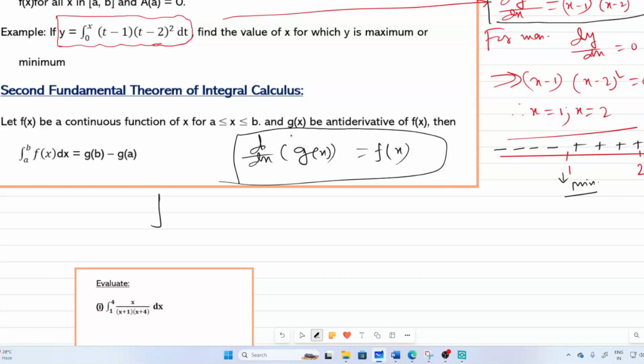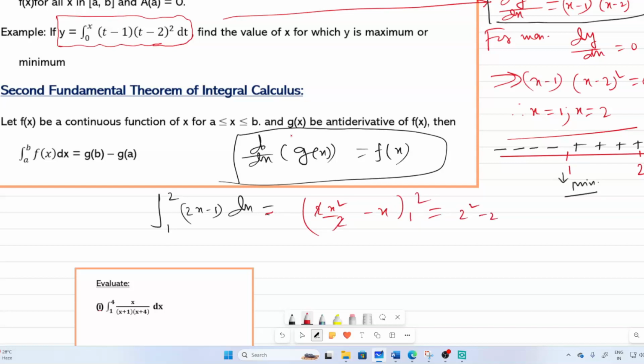For example, if you want to integrate from 1 to 2 of (2x minus 1) dx, how to find it? We will find its common integration first, which is nothing but 2x square by 2 minus x, then from 1 to 2, upper limit minus lower limit, you substitute and get the answer. 2 square minus 2, putting x equal to 2 and then 1. So the answer is 4 minus 2, that is 2, minus 0, the answer is equal to 2.